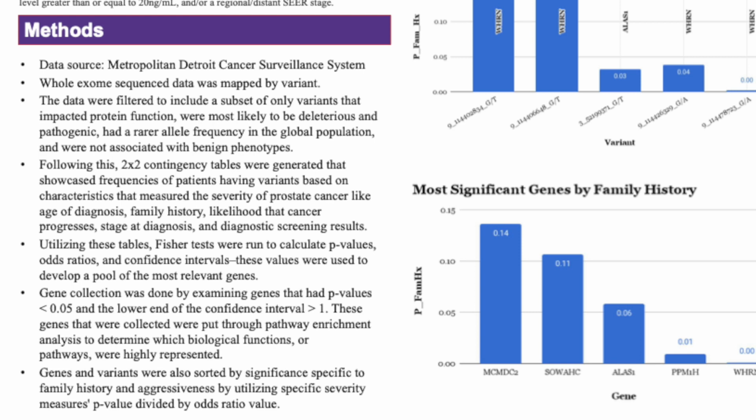So what we did was filtering. Filtering was the first step. We created a subset that looked at variants that were impacting protein function, most likely to be deleterious and pathogenic, had rare allele frequencies in the global population, and were not associated with benign phenotypes.